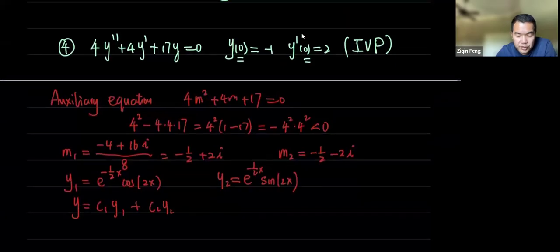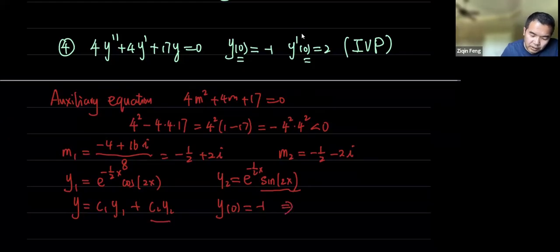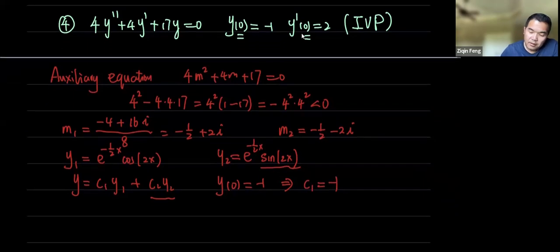And because y of 0 equal to negative 1, and sine of 0 is 0, y of 0 equal to negative 1 implies the second term is 0. y1 of 0 is 1, right? So this implies c1 is negative 1.